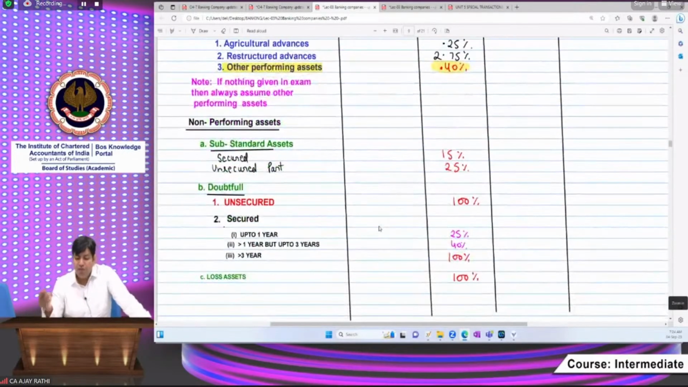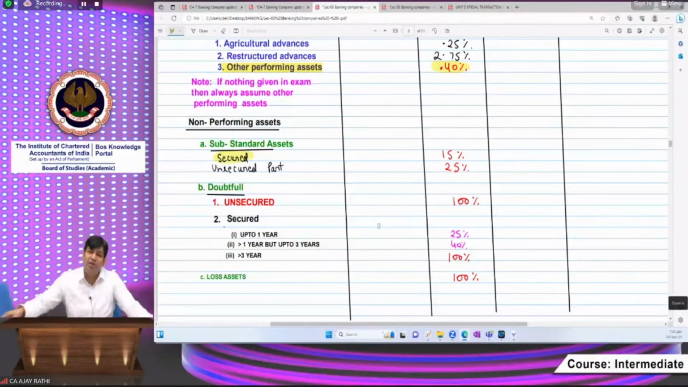Anyways, next, non-performing assets are there. Of course, the first non-performing category is substandard. If nothing is given, then we have to pre-assume that such are secured. Okay, beta, we have to pre-assume such are secured. It means in the question we have to create the provision of 15%.